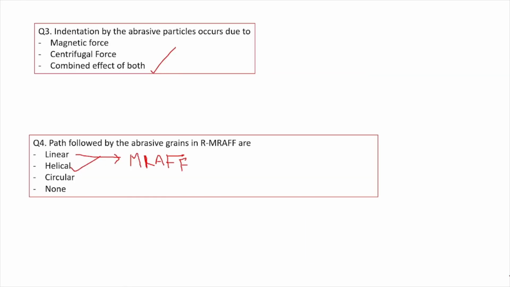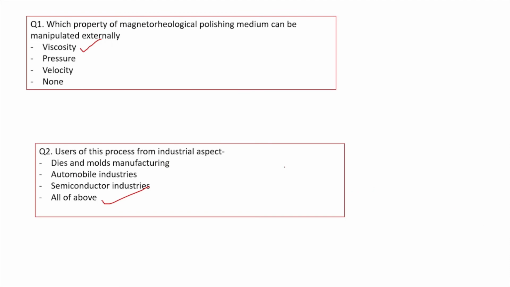For those who came late, you can refer to the assignment questions, and by referring to them you can answer this year's assignments. The first question is: which property of magnetorheological polishing medium can be manipulated externally? The answer is viscosity, because we have seen that the rheological properties are viscosity and shear stress. Among them, viscosity can be varied by applying a magnetic field externally. So the right answer is viscosity.